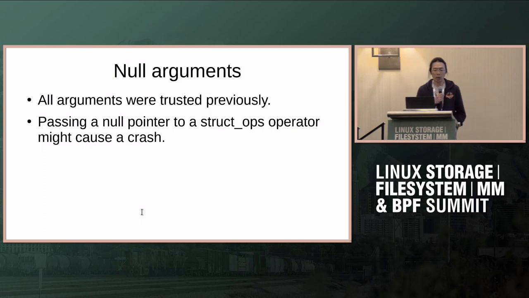Okay, previously every pointer argument passed to the operator of struct ops was trusted. So basically, you cannot pass a null pointer into the operator implemented in BPF. There's an enhancement here to allow you to annotate an operator on some arguments. So you let the verifier know to treat these arguments specially, to make them nullable. Without this, if you pass a null pointer into the kernel, into the operator, because the verifier wasn't aware of that, maybe it will cause some crash in the kernel.